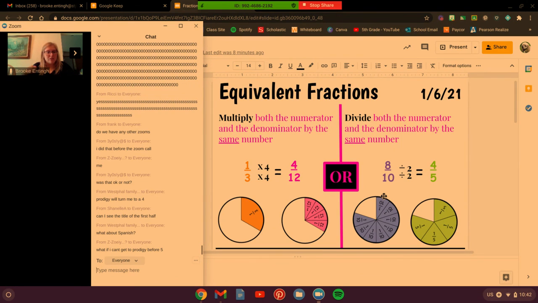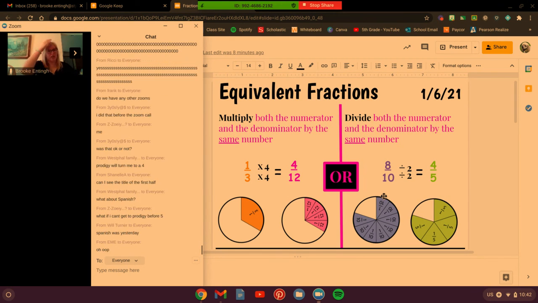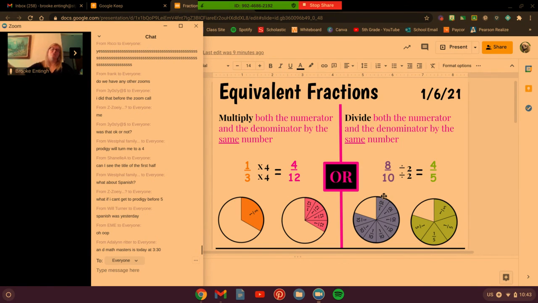Eosius, I would say for Prodigy, try not to do it until after our math Zoom call, because I usually go into Prodigy and align the questions to what we learned during our Zoom call. So the questions would line up a little bit more with what we just practiced. So I would say try not to do Prodigy until after our math Zoom call.